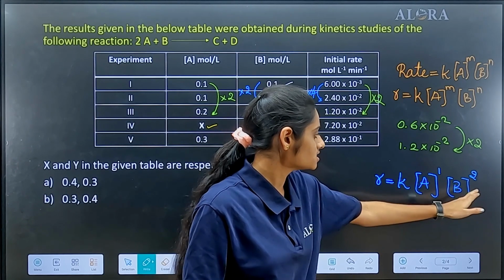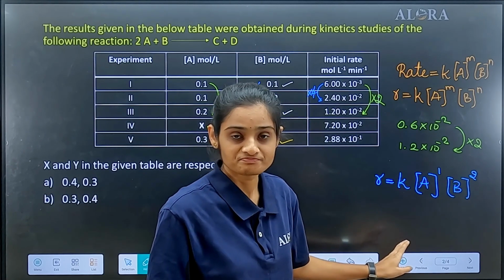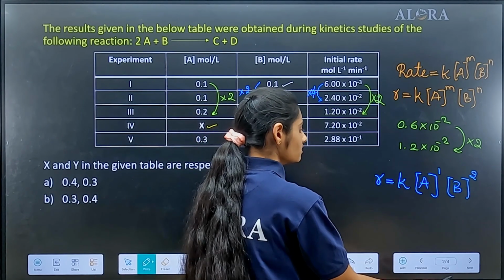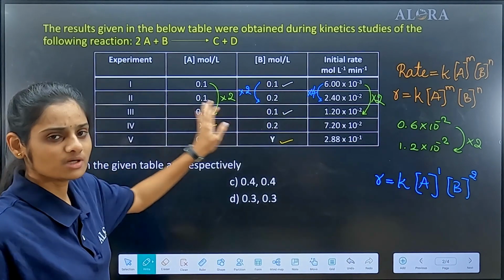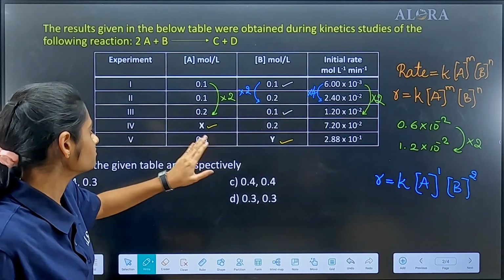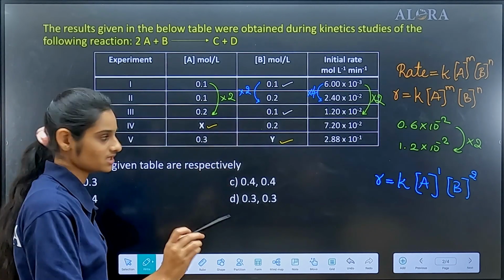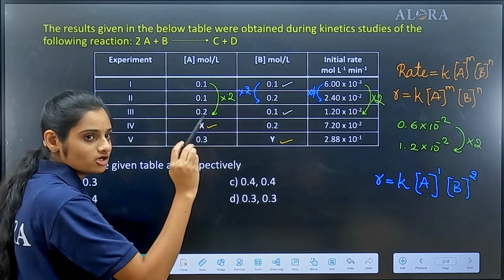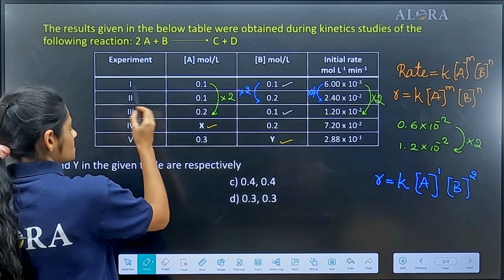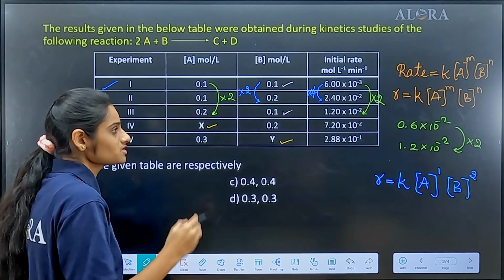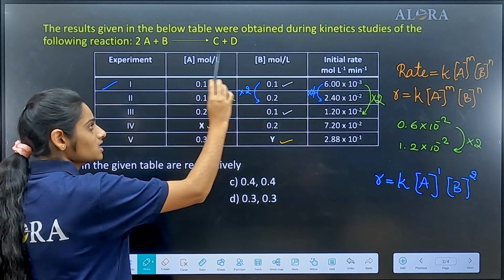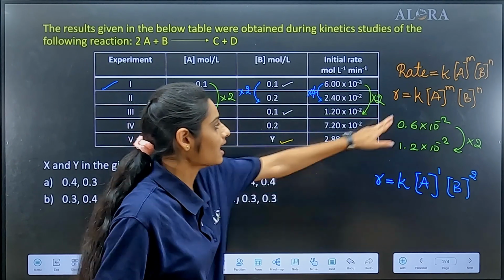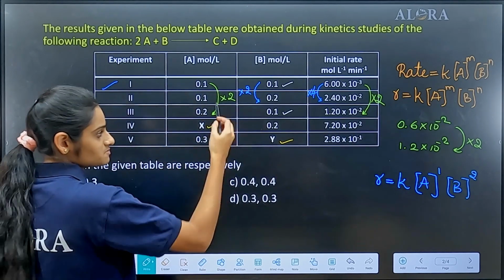So after finding the orders, now we will find the rate constant, that is K. We will find out K. So how to find out K? Let me consider any one experiment among these 5, one experiment where both the concentrations are present. So we cannot take 4 and 5. So out of 1, 2 and 3, consider any one experiment. So I'll consider experiment number 1. So here the concentration of A is given, then concentration of B is given, and the initial rate is also given, that is R. So let us find out K by substituting all this.